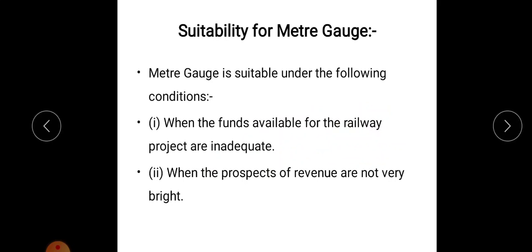The conditions in which we provide meter gauge are, first, when funds available for the railway project are inadequate. If the fund available is not sufficient for providing broad gauge, we use meter gauge. And when the prospects of revenue are not very bright. So in these conditions we use meter gauge. Usually we provide the broad gauge system, and if the fund is not sufficient for broad gauge, we use meter gauge.